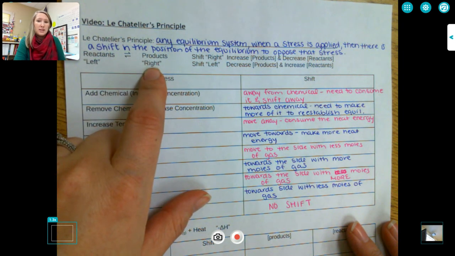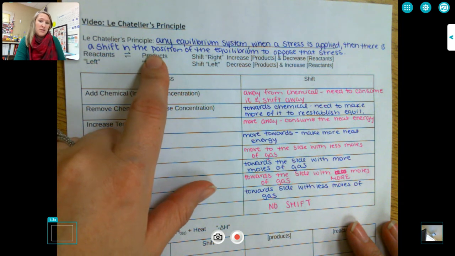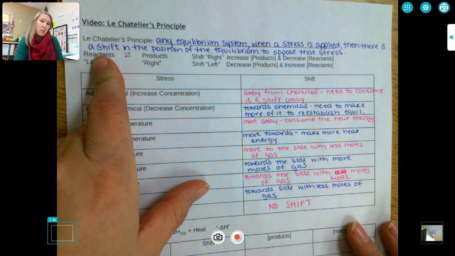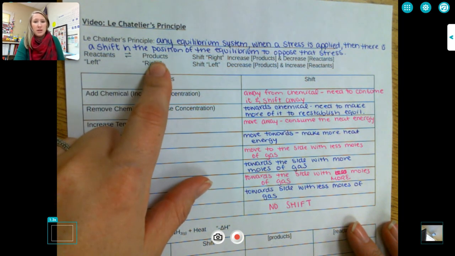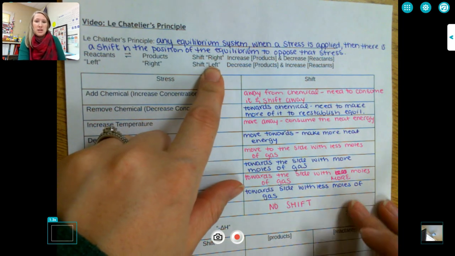Similarly, for my products, if I add more products, that means I have more than what I need. It's going to shift away. It's going to use up some of these and go backwards. Or if I take away some of the products, it's going to make more to fill in that hole. And we talk about shifting either right or left.